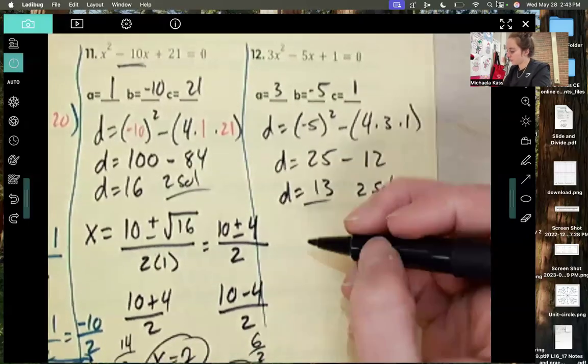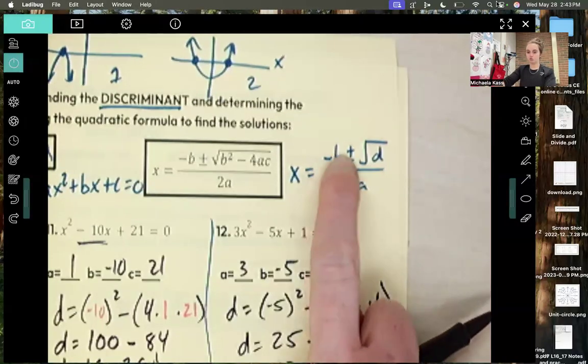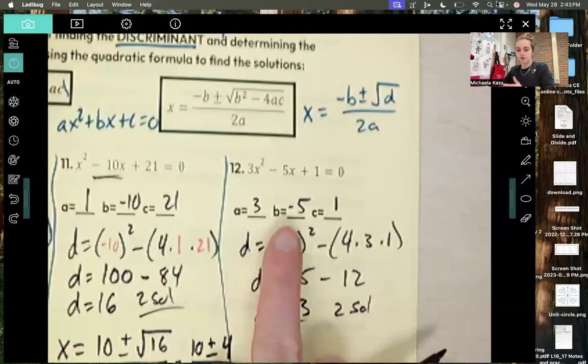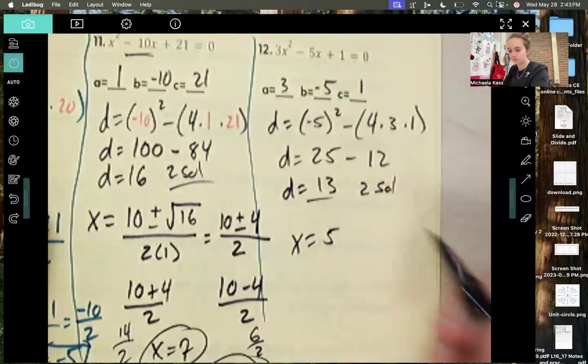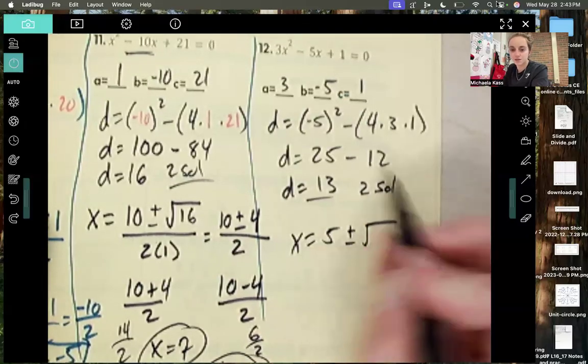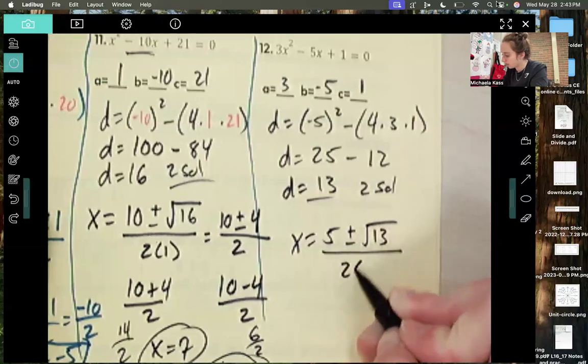All right, now let's keep going. We got x equals opposite of b. That's what this says. When it says -b, it just says opposite of b. So b right now is -5. Opposite of b is 5. Plus or minus square root of d. What is d? 13. All over 2 times.